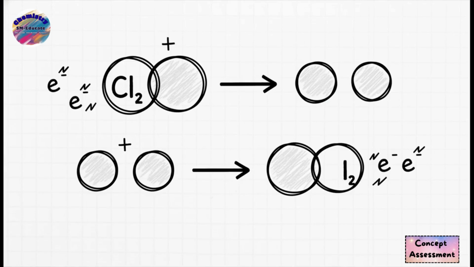Now for the fun part, the electrons. In our chlorine reaction, the left side is neutral, but the right side has a total charge of -2. So to make them equal, we've got to add 2 electrons to the left side. For the iodine, the left side is -2 and the right is neutral, so we add 2 electrons to the right side.